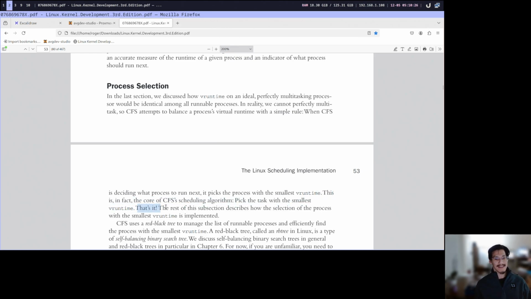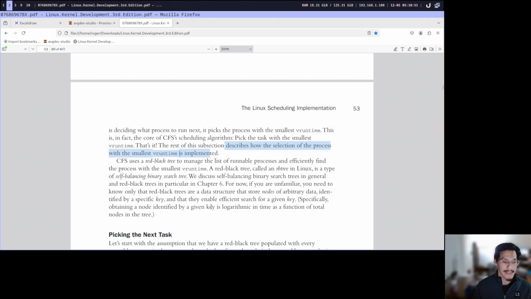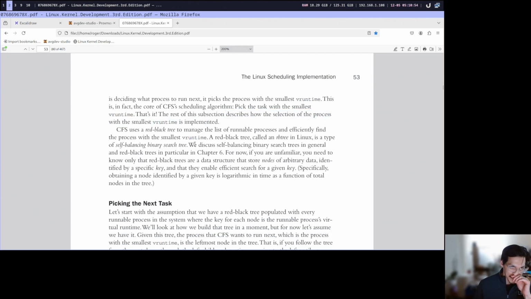That's it. So how the CFS scheduler will choose the next process to run is just the one with the smallest vRuntime. That's interesting. I think we could exploit something to make a change just for fun. The rest of this subsection describes how the selection of the process with the smallest vRuntime is implemented.